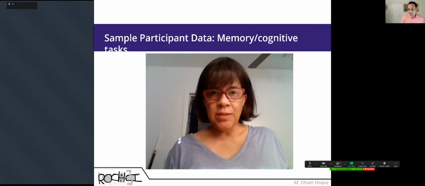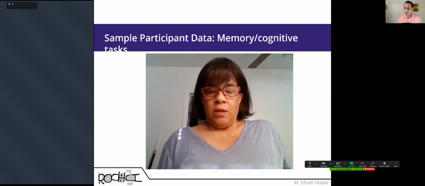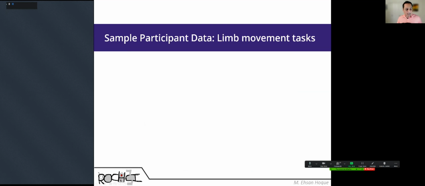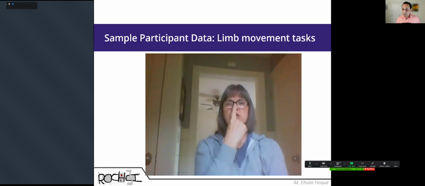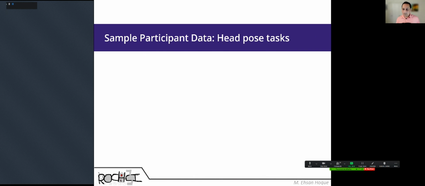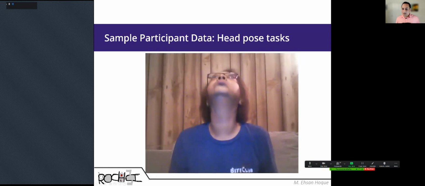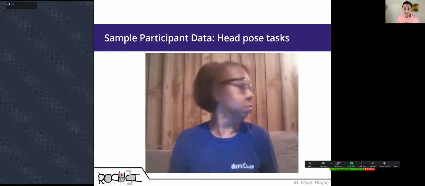Sorry, I think the videos are lagging, but you get a sense of the limb movement task. There are tasks with head movement. So we have a wide variety of tasks for which we have collected data.